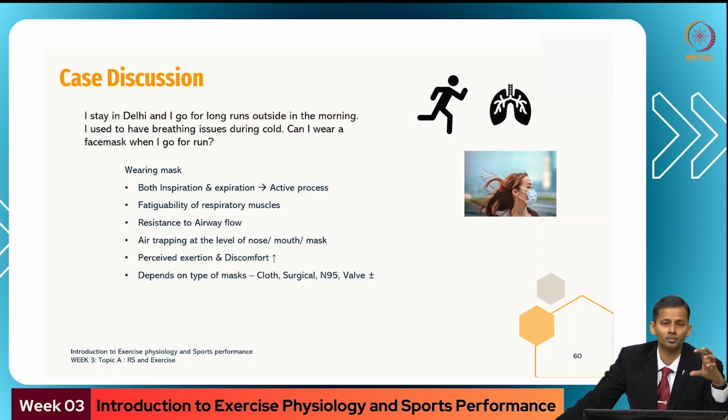There are also certain respirators where you have a valve. The valve allows only unidirectional flow, so the air which passes through the valve from the outside is filtered, cutting off the pollutants, and there is no resistance offered while you exhale out. So such kinds of masks are also there. Depending on the type of mask that you are using, the resistance will vary, and accordingly the discomfort and the effect on performance.